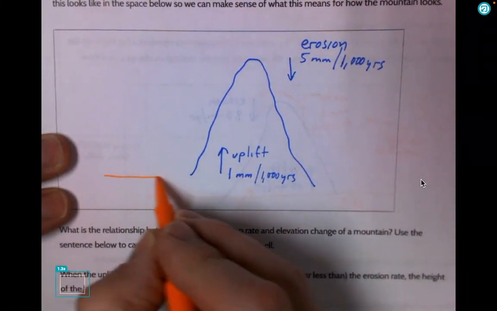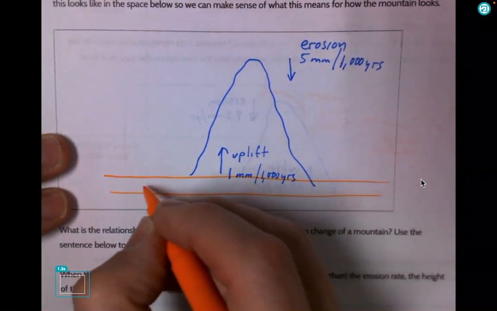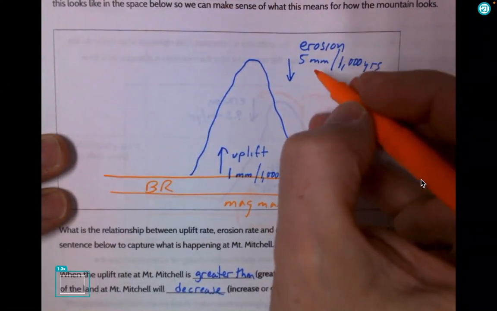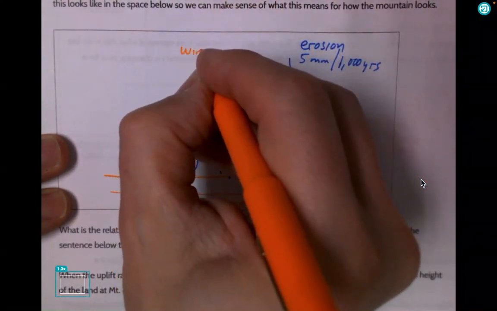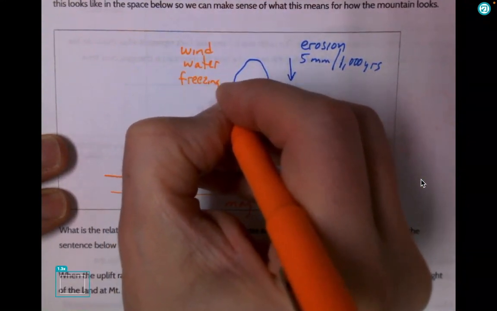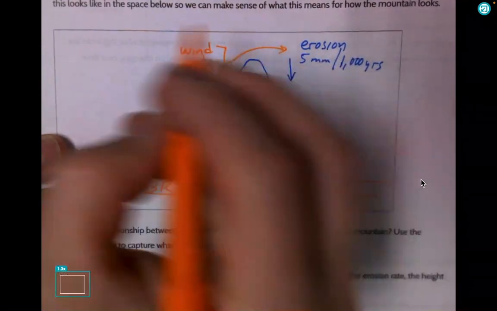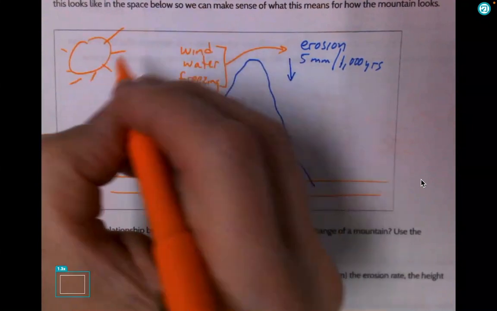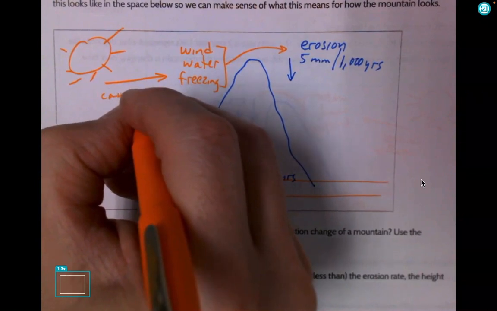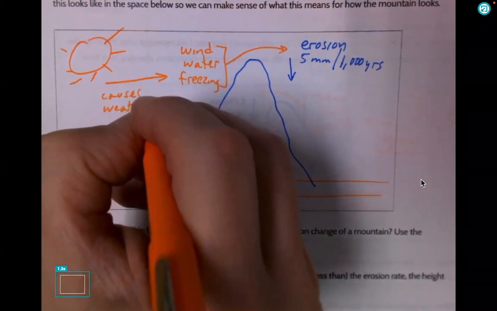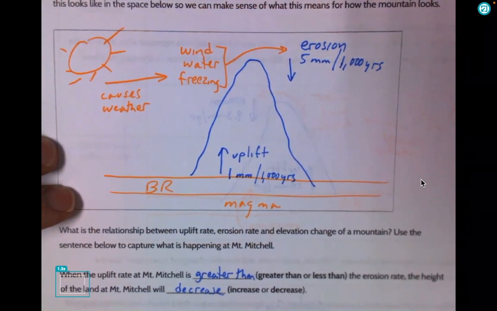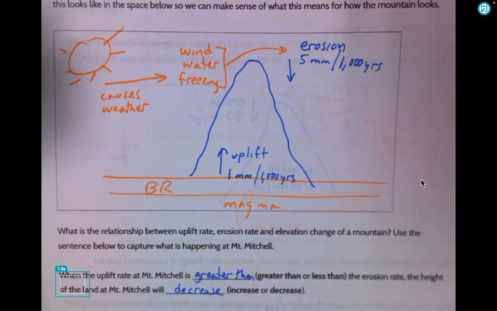So I'm going to put down our bedrock down here. We'll put our magma here. We've got wind, water, and freezing here. Those 3 all cause erosion. What causes those 3 is the weather, which is caused by the sun. So basically the same diagram we just did on page 1. That fills in page 1 through 2. We go to page 3.